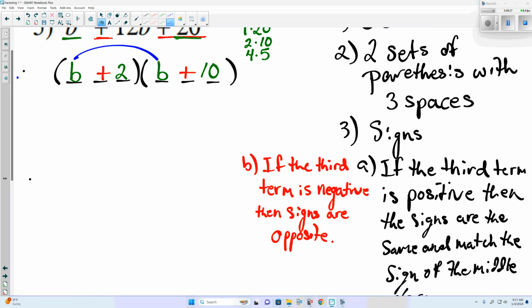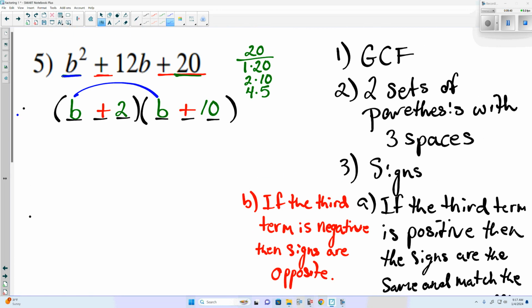Now we could multiply this all the way out and do b times b first. Well, what is b times b? b squared. Where did we get b and b from? Factors of b squared. So we should be able to multiply those back together and get back to b squared. There's not a whole lot of reason to actually multiply those out.